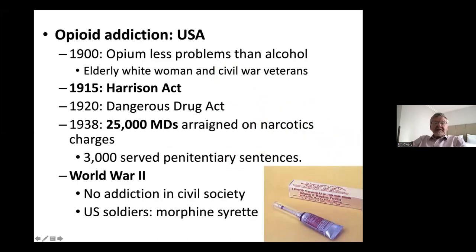Yeah, so in the United States, if we look at this, it was actually believed that opium was less of a problem than alcohol, but strong prohibition came in for both alcohol and opioids, the Harrison Act and then the Dangerous Drug Act. And we saw up until World War II, some 25,000 doctors were up on narcotic charges and 3,000 went to jail. It was interesting that during World War II, with the drying up of the Golden Triangle, as they called it, around Thailand and Burma, as it was known then, Myanmar, there was almost no opioids available in the West. And so therefore very little addiction was actually seen at that time.